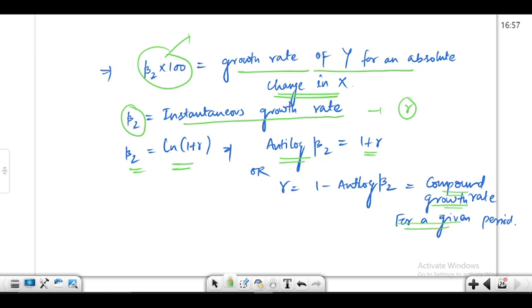I hope this is clear. What beta 2 represents, what is the interpretation, and how you can find the compound growth rate using certain changes in the equations. So this was about your log lin model. I hope this was clear, and I hope now you see the beauty of this regression equation and this subject econometrics, how you can use it to interpret or to find different economic variables.